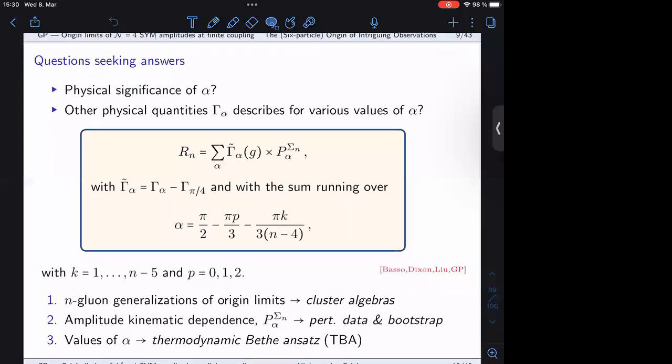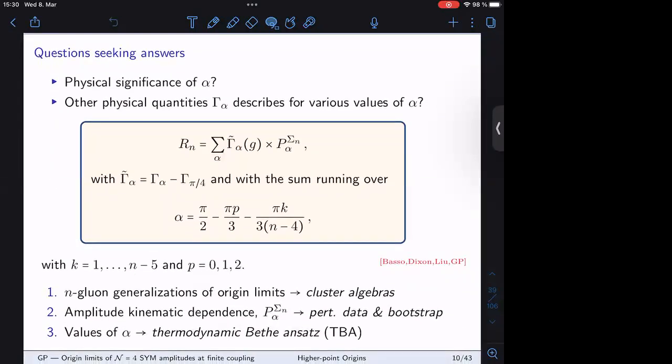This work also opened very many questions that were seeking answers and that we started thinking about. What is the physical significance of alpha? Can one really assign it to some string, some geometric configuration and so on? Does it have a meaning of its own? Are there other physical quantities that gamma alpha describes for other values of alpha, apart from the ones we have seen so far? And so this recent work, just to give you the punchline, if you are interested, you can stay, if not, you can decouple.